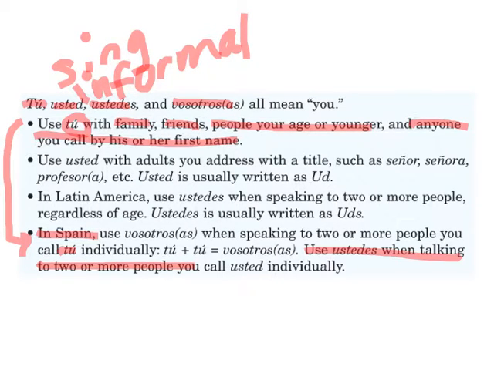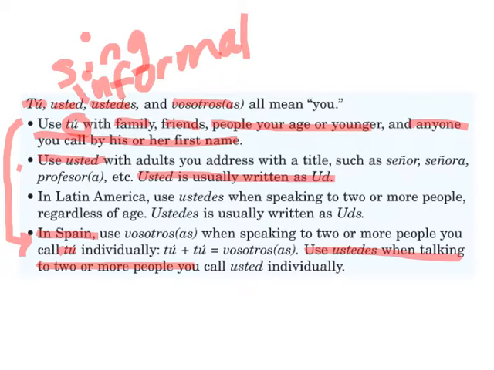So we're going to talk now about usted and ustedes. So let's skip up to number 2 here. We use usted with adults that we would address with a title, like señor, señora, profesor, etc. So usted also has an abbreviation. It's usually written UD, kind of like you would write Mrs. instead of writing out the full word, or you'd write Dr. instead of writing out doctor.